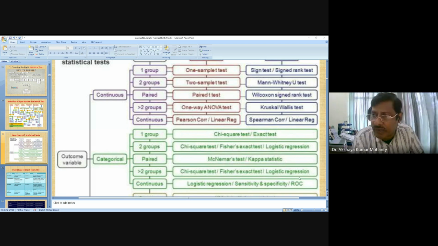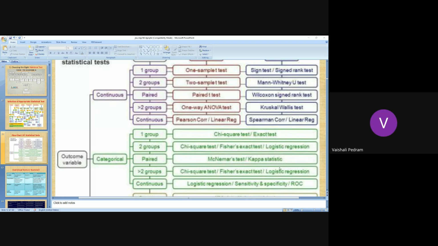Okay, Vaisali Pedram, tell me. Sir, what I think is that categorical data has a high probability of being skewed, non-normally distributed. So non-parametric tests will be used most of the time.